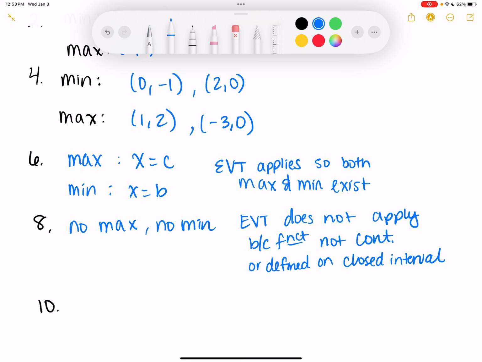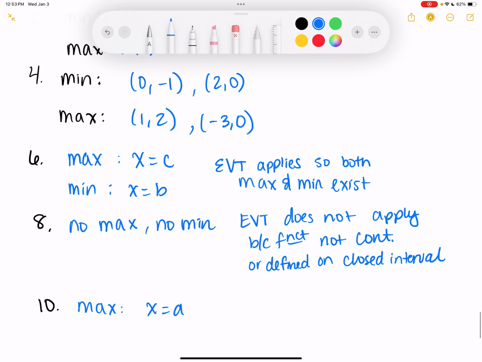So this one, the extreme value theorem doesn't apply because it's not continuous, but it has a max and a min. So what would that be? Max of A. Or no, max of X, and then a min of C. Yep, max is at x equals a, min is at x equals c. It's not continuous, so EVT doesn't apply. Why would the max not be x equals b?